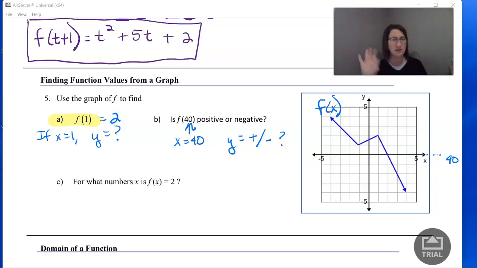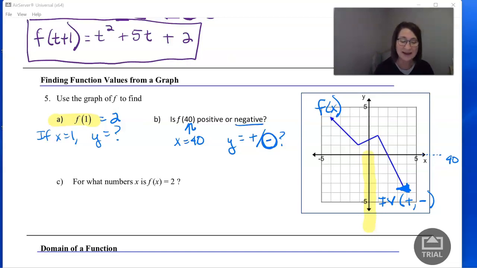So I know that 40 on my graph is going to be somewhere way off the chart, okay? Somewhere. I know that my y value, because of this arrowhead, I know that I am going to be in this fourth quadrant. And in quadrant number 4, my x's are always positive. My y's are always going to be negative. And so it doesn't matter what the value of y is, it's somewhere down in that fourth quadrant, and it is going to be negative.